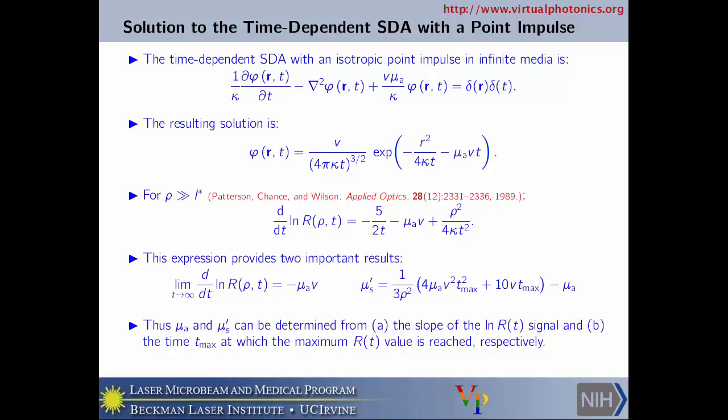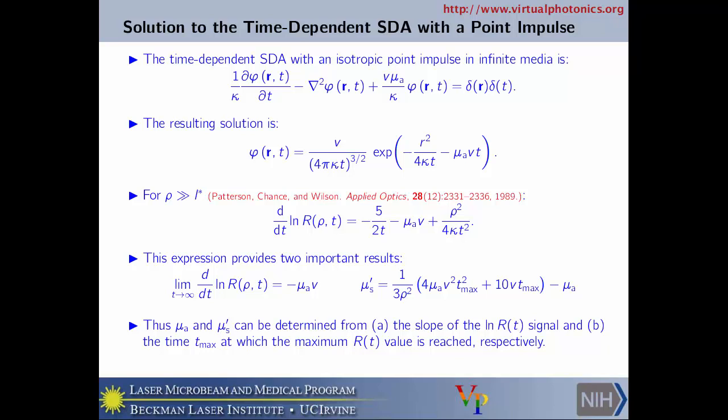The other thing is that when you take this time derivative and you set it to 0, you find out the time at which the reflectance reaches a maximum value, okay? So, if you find that time and call it T max, you'll find out that you can actually solve for mu s prime, assuming that you know mu a. Well, you can get mu a, right? Instead of looking at where the reflectance is a maximum in time, you look at long times, you get mu a first. Now that you fix mu a, you can get mu s prime.